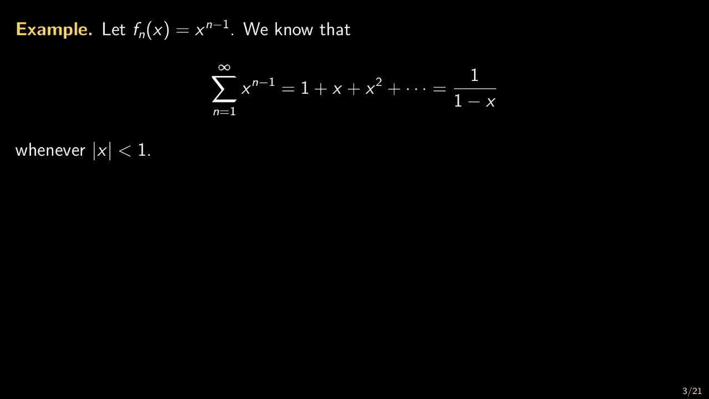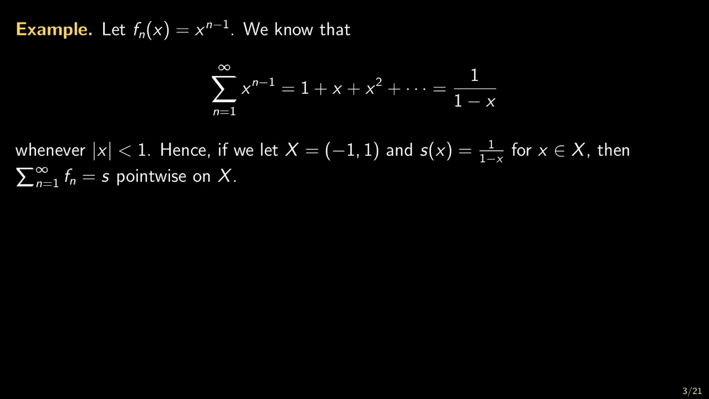Let's look at some example. Let f_n of x be the function x raised to n minus 1. Now if I write the summation of x raised to n minus 1 from 1 to infinity, I get this infinite series of powers of x. As you can notice, this infinite series is just an infinite geometric series with a common ratio x. Hence, from our knowledge of infinite series, we know that this series will converge to the sum 1 over 1 minus x whenever the common ratio x has an absolute value less than 1. In other words, x is between -1 and 1.